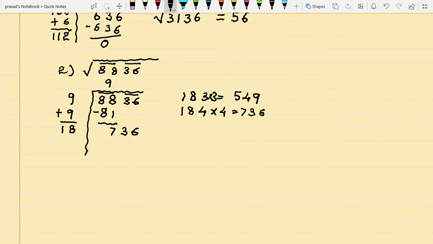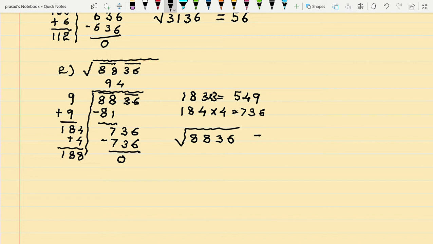That means the next divisor is 184, next quotient is 4. So add 4 to the divisor, that is 188 here, and subtract 736. That gives the final remainder 0, and which will mean square root of 8836 is 94. Are the steps okay with you?